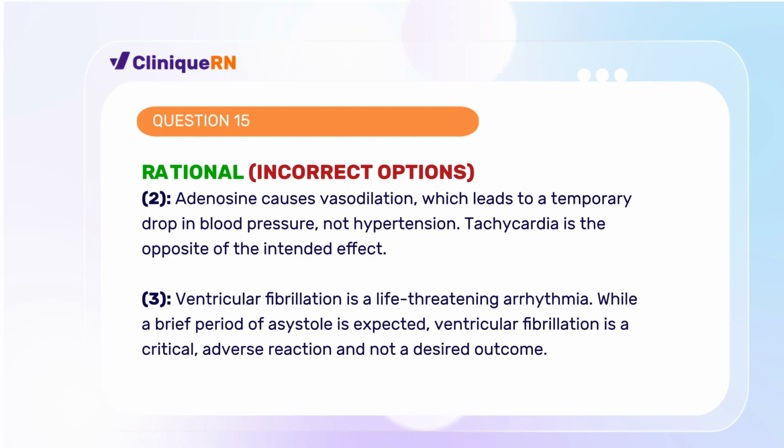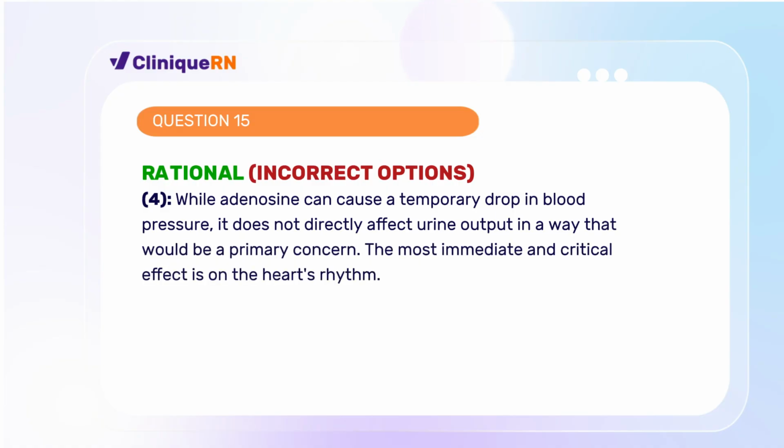Incorrect option 2. Adenosine causes vasodilation, which leads to a temporary drop in blood pressure, not hypertension. Tachycardia is the opposite of the intended effect. Incorrect option 3. Ventricular fibrillation is a life-threatening arrhythmia. While a brief period of asystole is expected, ventricular fibrillation is a critical, adverse reaction and not a desired outcome. Incorrect option 4. While adenosine can cause a temporary drop in blood pressure, it does not directly affect urine output in a way that would be a primary concern. The most immediate and critical effect is on the heart's rhythm.